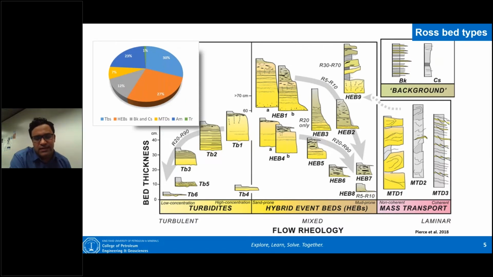The bed inventory compiled on the basis of the core shows that the Ross is composed of turbidites and nine different types of hybrid event beds. Previously, it was thought that the Ross was only composed of turbidites, but the core shows that it is composed of other deposit types as well. The hybrid event beds form about one third, so about 30%, of this bed mix.